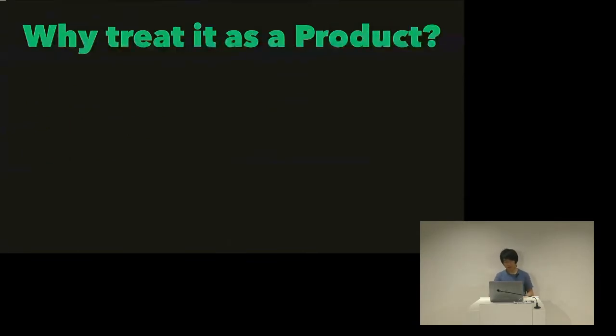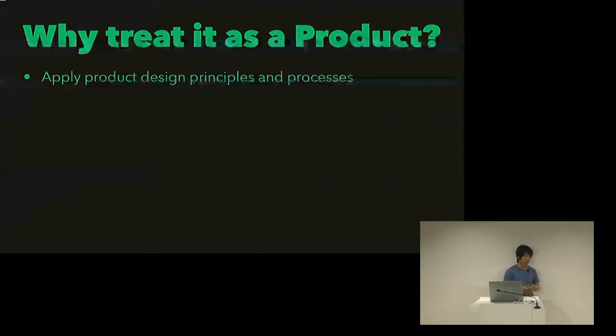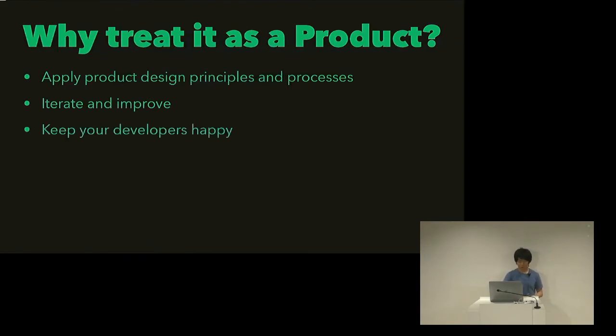So why treat it as a product? I mean, we deal with computers for a living, and that's painful enough as it is. Why treat a pipeline as a product? The idea is so you can apply the typical product design principles and processes around it, so you can then iterate and improve on the pipeline, and ultimately keep your developers happy. So raise your hand if you've had an issue with your pipeline in the last month or so. Yeah, so this talk is for you, right?